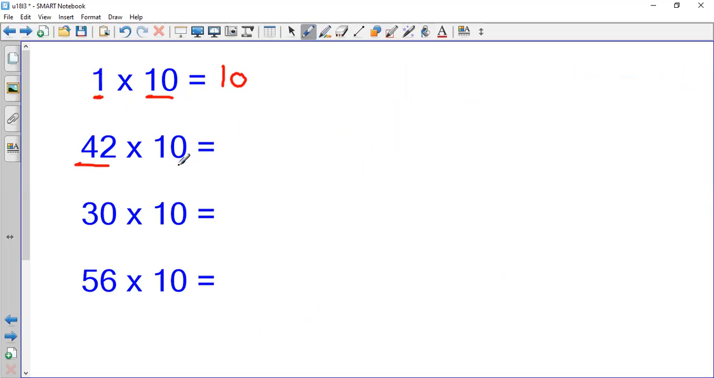42 multiplied by 10. I will write the number 42, then I will put 0 after the number. It will be 420. 30 multiplied by 10. I will write the number 30, then I will add 0 after it. It will be 300. 56 multiplied by 10, 56, then add 0. So 56 multiplied by 10 equals 560. So when I multiply by 10, I add 0 to the number because each place becomes 10 times bigger.